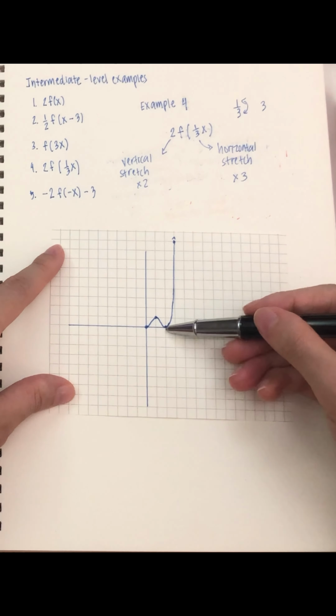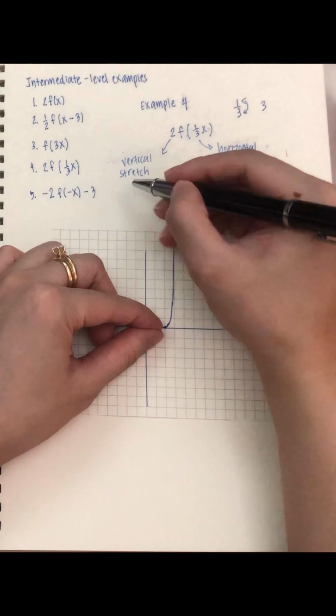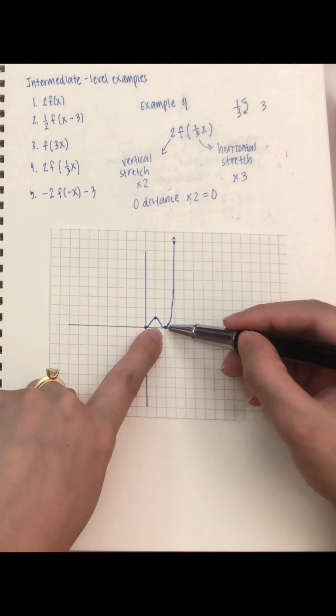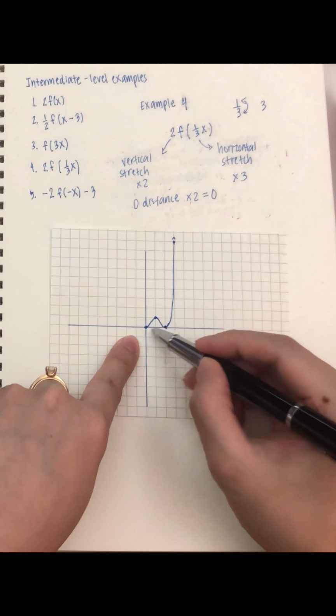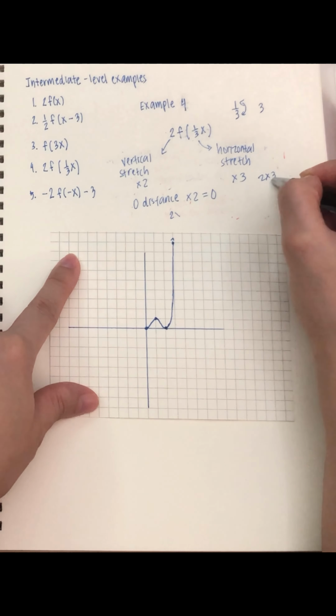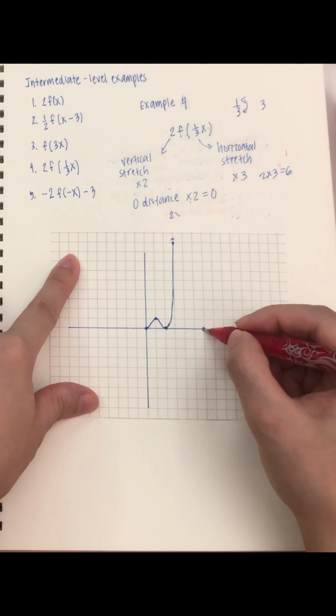Okay, so this one, it doesn't have any vertical distance from the x-axis. So a 0 distance, even if you double that, is still 0. So the vertical stretch does nothing to this point. And then a horizontal stretch, that one we can do, because right now it's 2 units away from the y-axis. That's its horizontal distance. 2 times 3 is 6. So this is where this point goes.